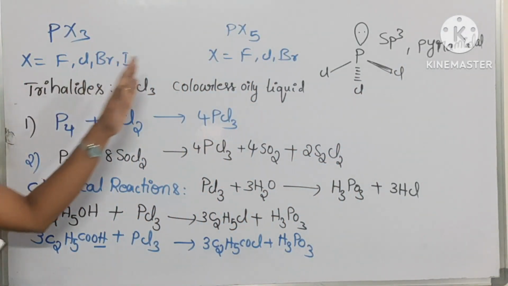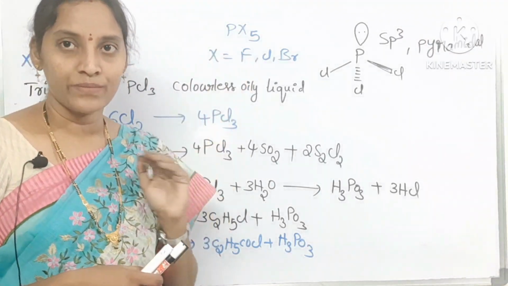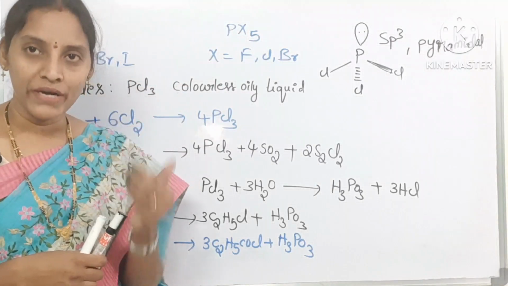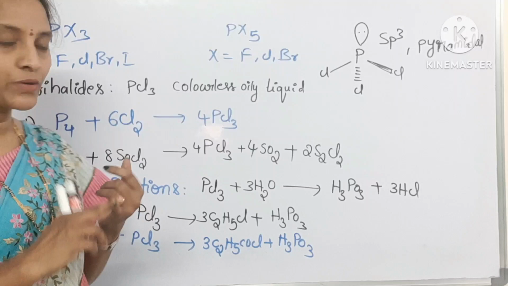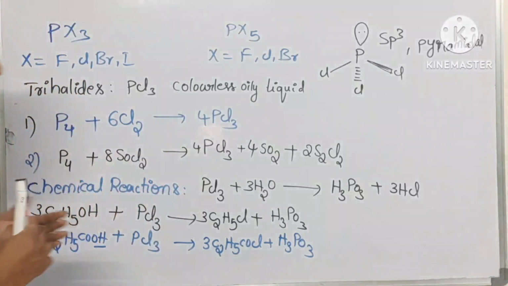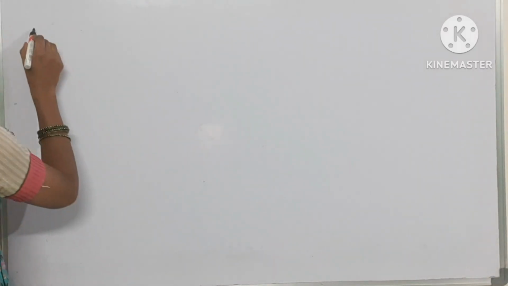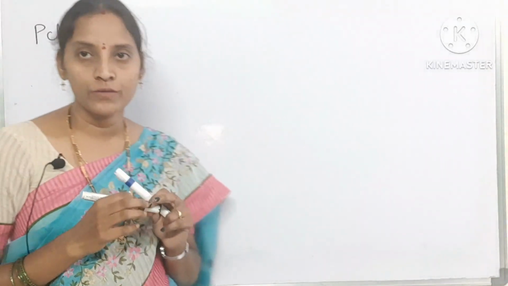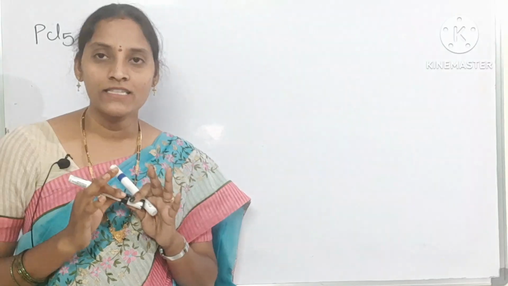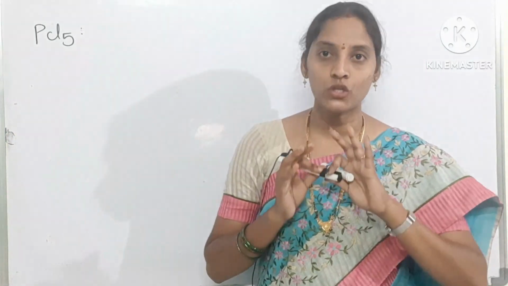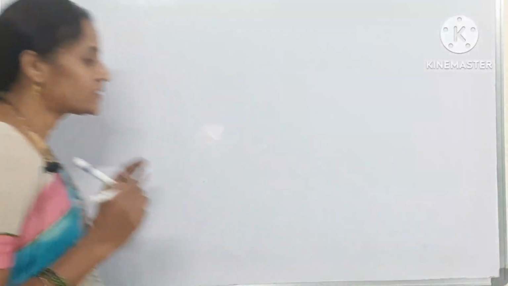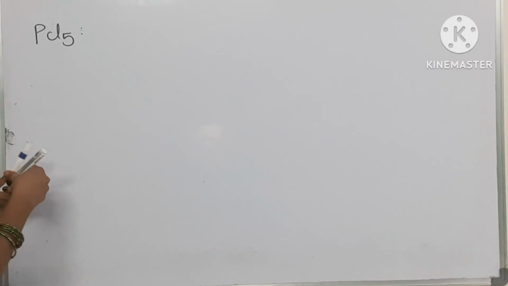Then we will move to discuss PX5 type halides, especially by taking PCl5, phosphorus pentachloride. If you take that, then its preparations and properties we will see. Phosphorus pentahalide, PCl5. Phosphorus pentahalide, nothing but phosphorus pentachloride. Here instead of halide we are talking about chloride. So this is phosphorus pentachloride.